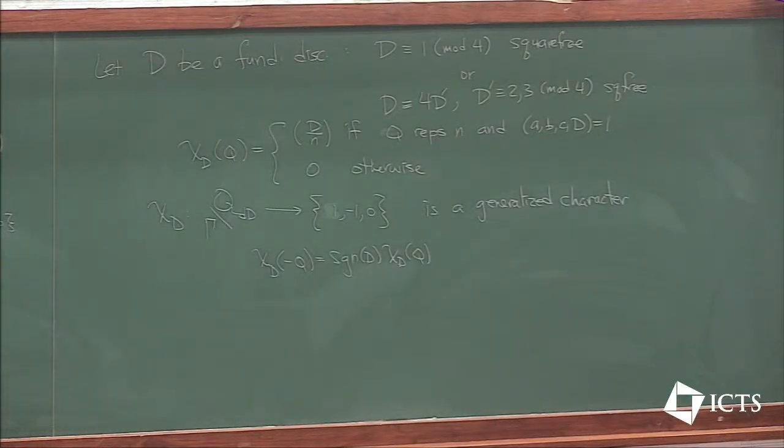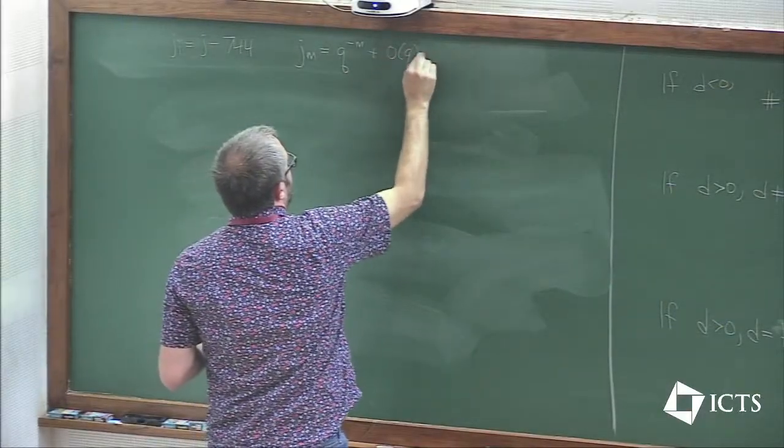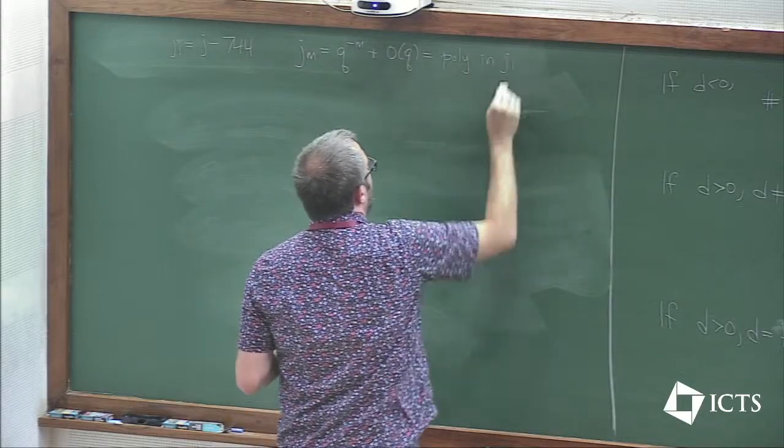Okay, a little bit more setup. We're almost ready to start some interesting things. So we've seen these functions a lot. J1 is J minus 744. And then Jm, more generally, is going to be whatever modular function starts q to the minus m plus big O of q. This is going to be some polynomial in J1.